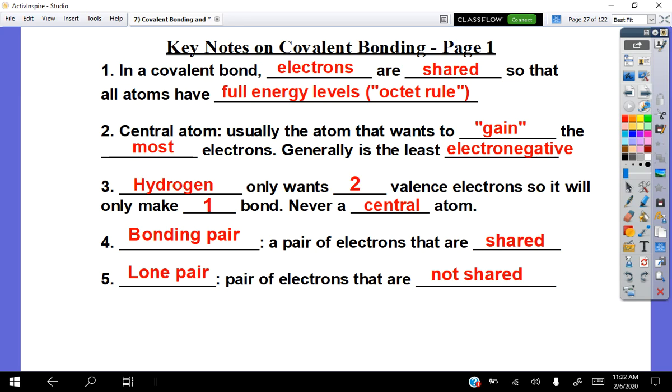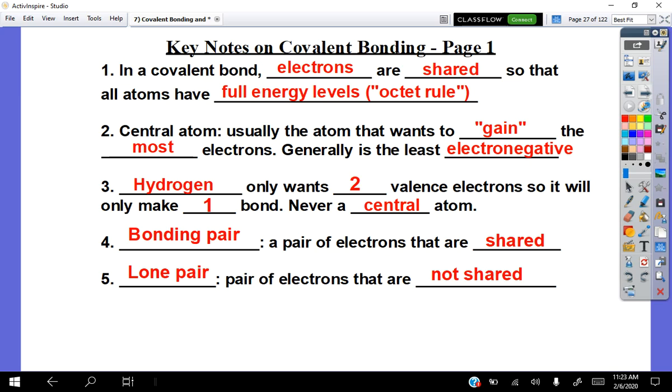When we draw Lewis structures, you'll find that one atom tends to be in the center. It's called the central atom. It's usually the one that wants to gain the most electrons. So carbon is usually a good candidate for a central atom because it has 4 valence electrons and it needs 4 more to get to 8. We also know that it's typically the least electronegative atom that ends up in this center.